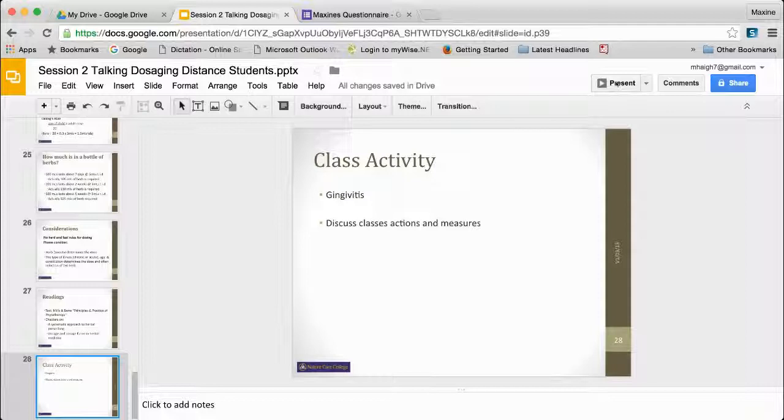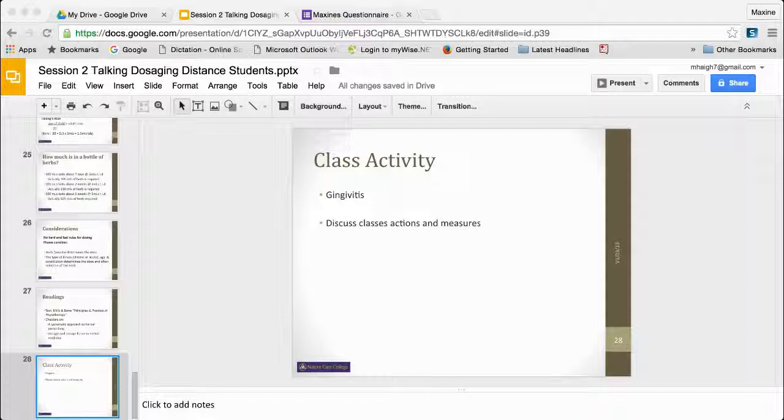Okay, so what we're going to do now is go through the class activity. We're going to look at gingivitis as a condition. What I've done is I've just used the sample case study sheet that you have been given as a template. Now, you don't have to work with that template, but let's just talk through it.